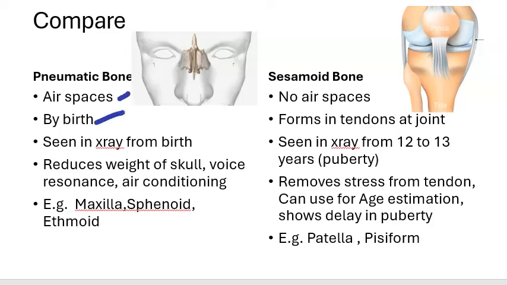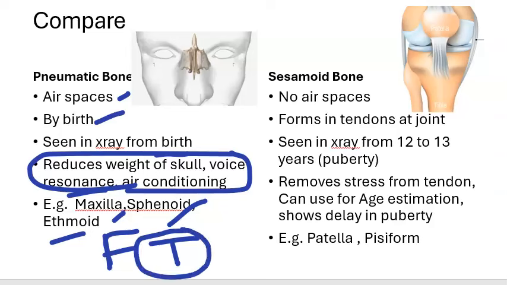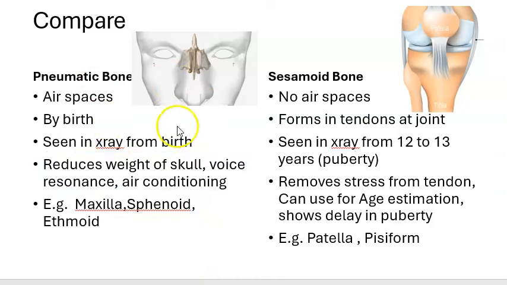Air space is there. From birth, this bone you will have. It will reduce the weight of the skull, voice resonance, air conditioning. Okay, so that is the job. What are the examples? Maxilla, sphenoid, ethmoid, frontal, and even temporal, which has the mastoid air spaces. Okay, so these are the examples. Maxilla, sphenoid, ethmoid, frontal bone, and temporal bone. In temporal, it is the mastoid air spaces. Okay, so as it is present from birth, you can see it in the X-ray. So this is pneumatic bone.